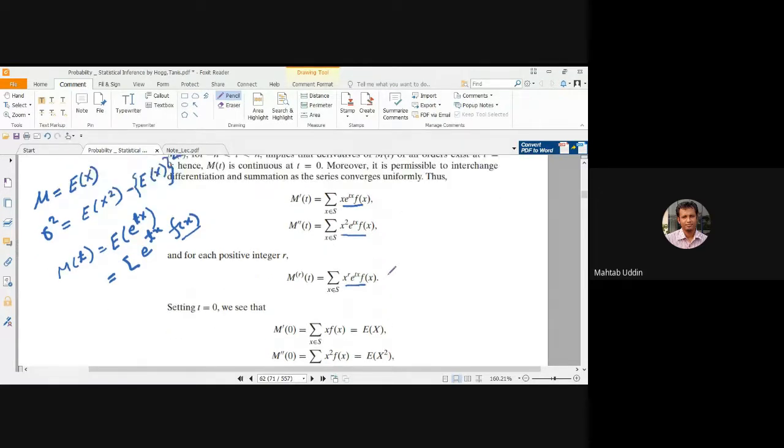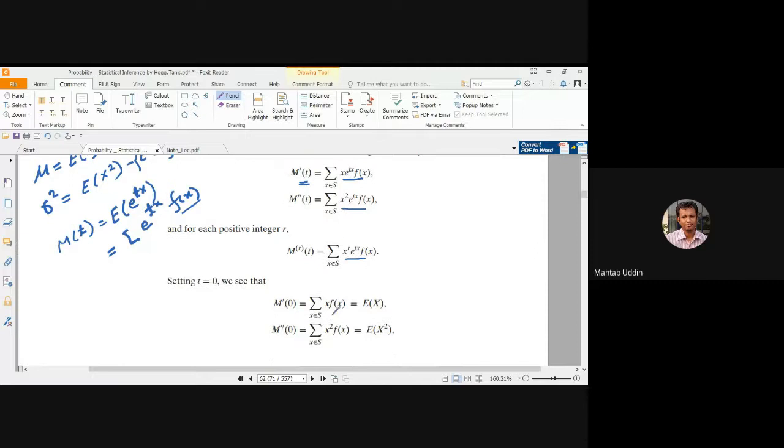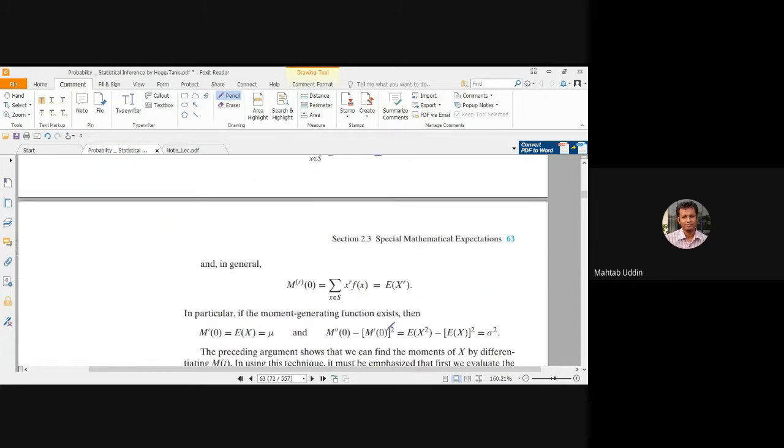Now, if we input t equal to 0, then e to the tx is 1. So it will be the sum of x f(x), which is the expectation of x. So M prime of 0 is the expectation of x. That is, we can find the expectation by differentiating the moment generating function. For the first time, we'll get the expectation of x. Similarly, if we put t equal to 0 for the second derivative, we'll get the sum of x square f(x), which is the expectation of x squared. And so on, we can find up to this.